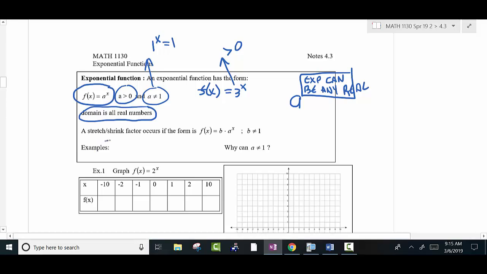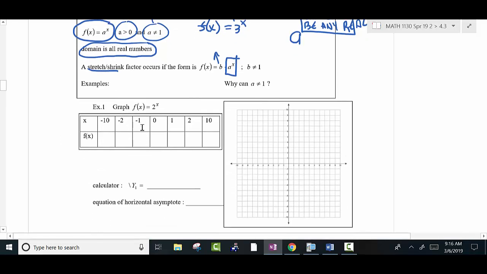A lot of what we do in this section, we'll do the transformations. So your exponential piece is that a to the x right there. But this b right here would just be basically a stretch shrink factor like we learned for all the rest of the functions. So the way I'm going to approach this section is we're just going to do a graph of several transformations, and I'm mostly just going to do 2 to the x over and over again, but do little changes to it.